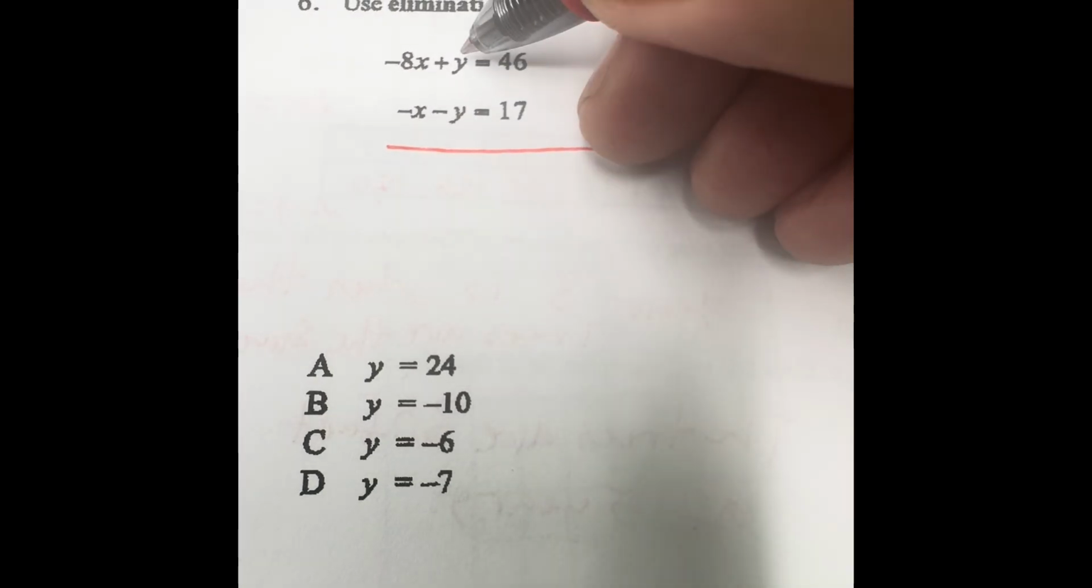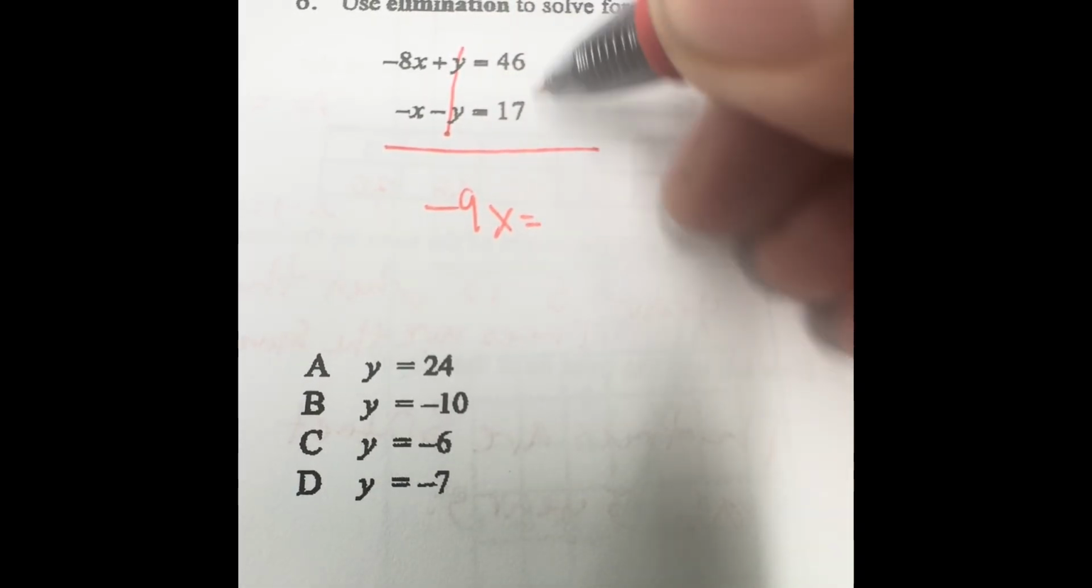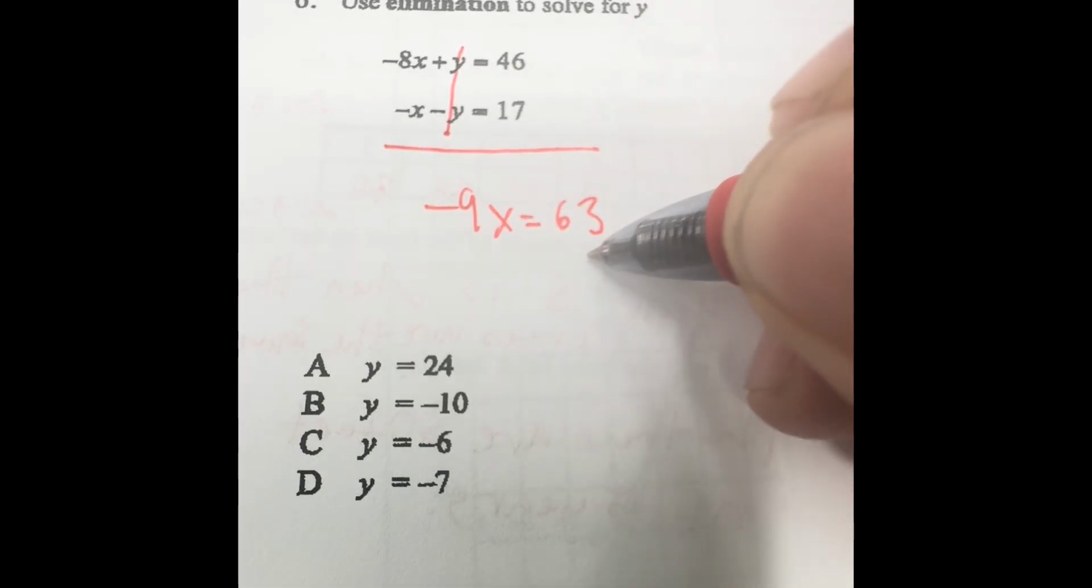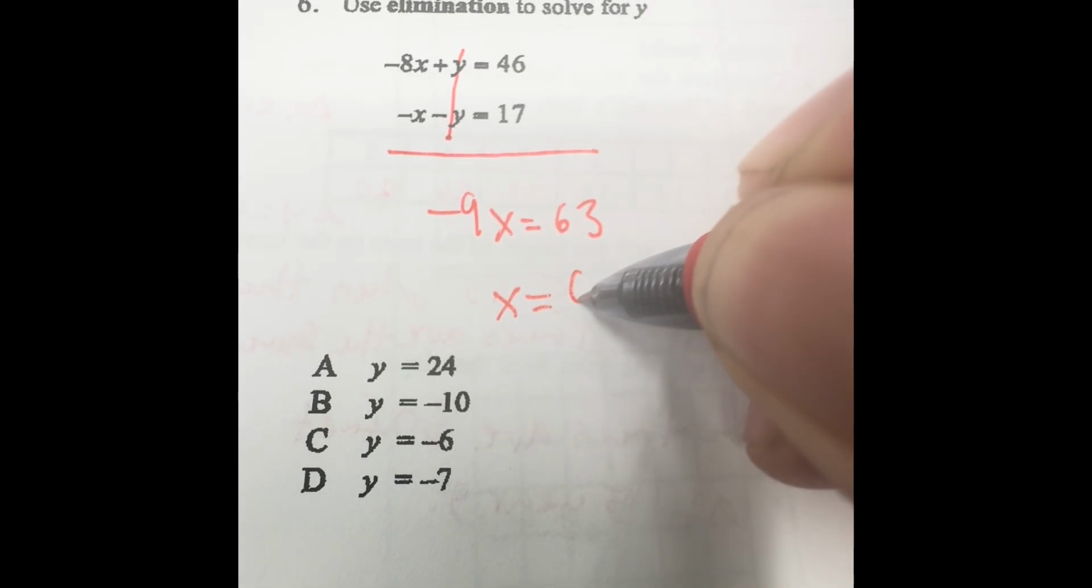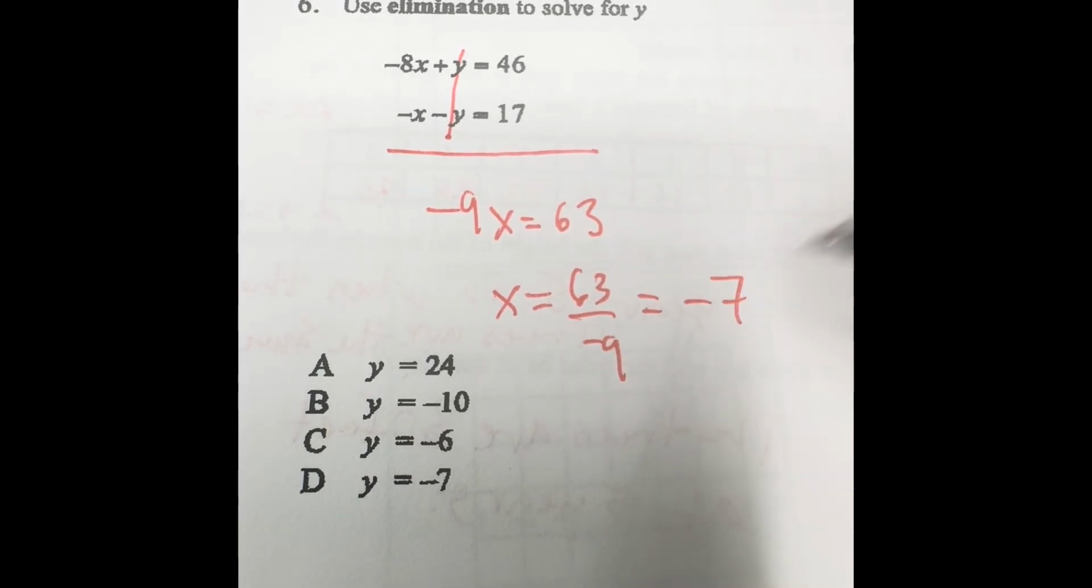Here we go. Number 6, it says to use elimination. I'm going to tell you, it says to solve for y. If you start to combine these, the y's will cancel out right away. You're going to solve for x to get negative 9x equal to 63. You're going to divide both sides by negative 9. You should get negative 7 here.